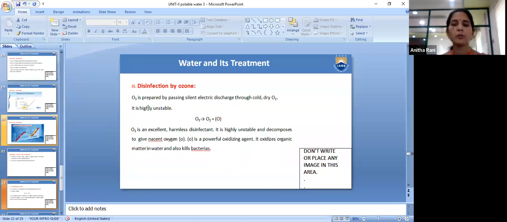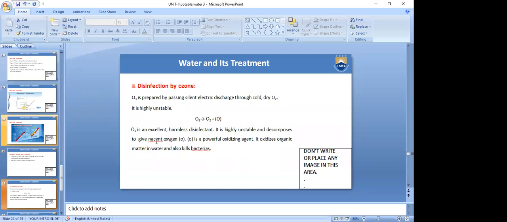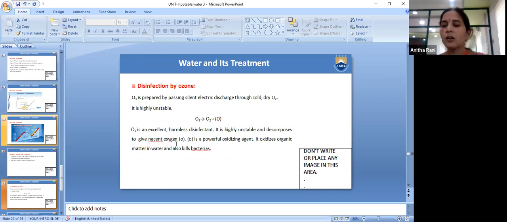Now we are taking ozone. It is an excellent, harmless disinfectant. It is highly unstable, so it easily decomposes to give nascent oxygen. Here nascent oxygen is the powerful disinfectant.